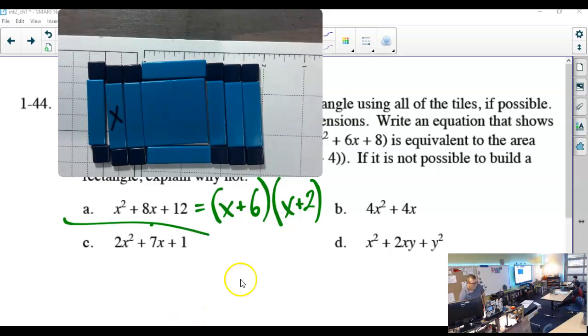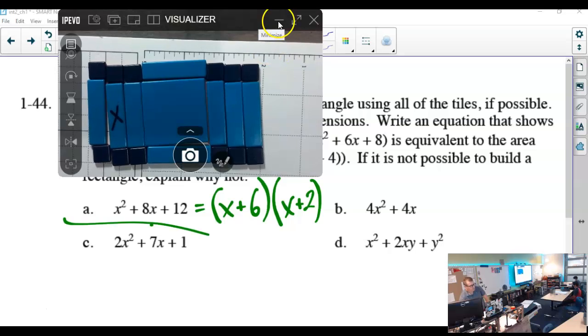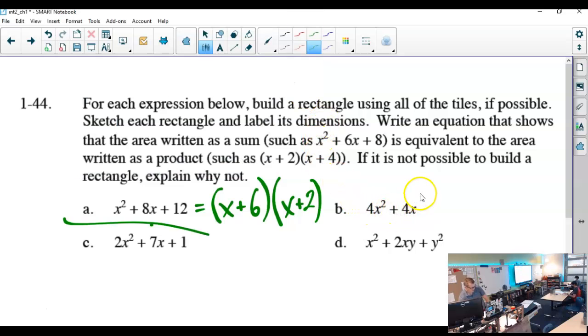Try B with 4x squareds and 4x's. I'm going to bring these back over to you, Danish. 4x squareds and 4x's.